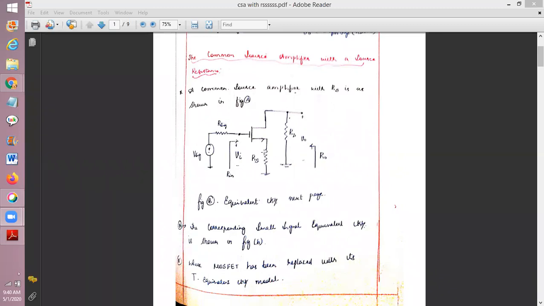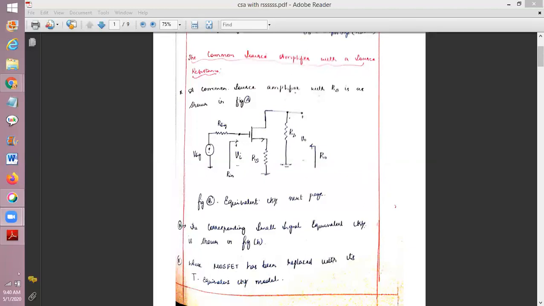When we don't connect the resistance to the source terminal, we go for hybrid analysis. Please make a note. When we don't connect the source resistance to the source terminal, we go for hybrid analysis. When we connect the source resistance to the source terminal, we go for T equivalent circuit. It has been mentioned here.